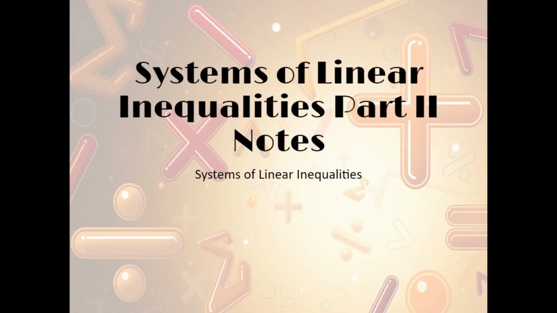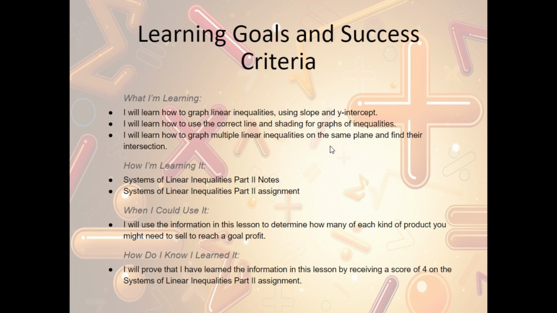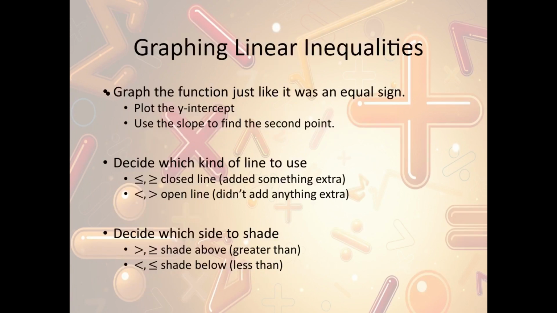Let's take a look now at the Systems of Linear Inequalities Part 2 notes. The notes begin with the learning goals and success criteria. Let's take a look at how we graph linear inequalities. Let's look at our rules first. So first, we graph the function just like it was an equal sign. So we plot the y-intercept, use the slope to plot the second point. Then we need to decide what kind of line we need to use.